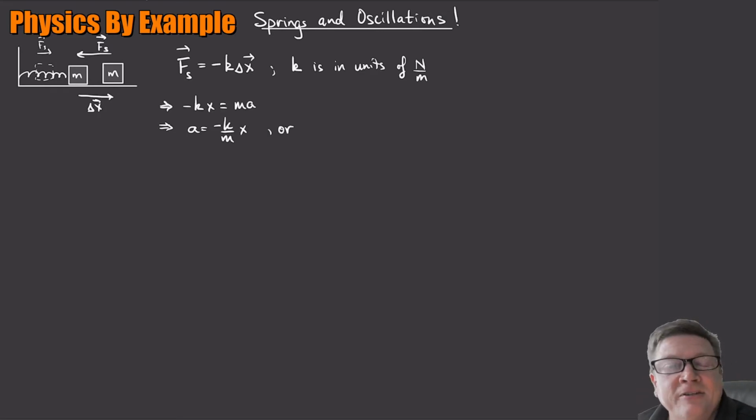But I can write the acceleration in terms of the x. Remember that the acceleration is the second derivative of position. v is dx dt, a is the second derivative, d squared x dt squared. So I can write it like this: d squared x dt squared is equal to minus k over m times x.